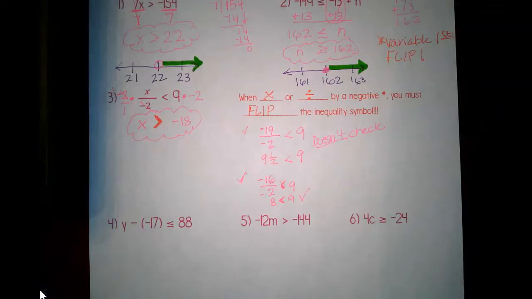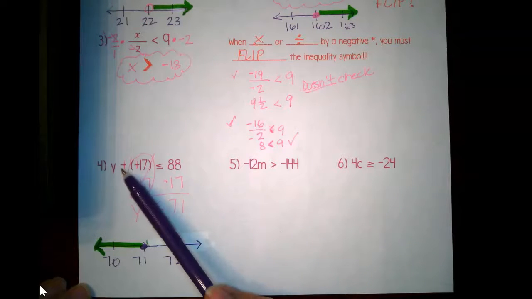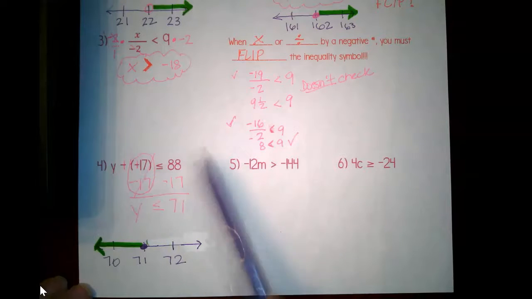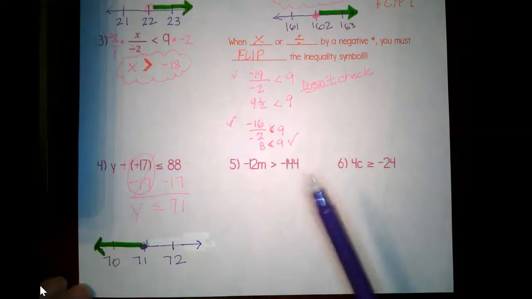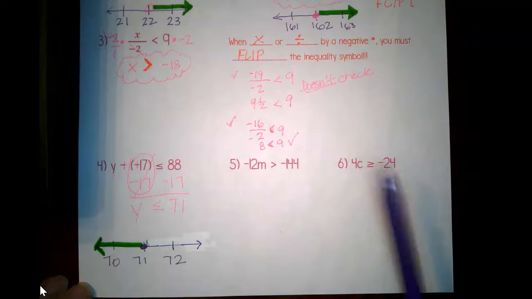Alright, I want you to give the next one, number 4, a try, and pause the video, come back when you're done. Okay, so I really hope that you remembered that when you're subtracting a negative, you need to rewrite it using the additive inverse, and then you can solve it. And again, you're going to use a closed circle and shade to the left because it's left.